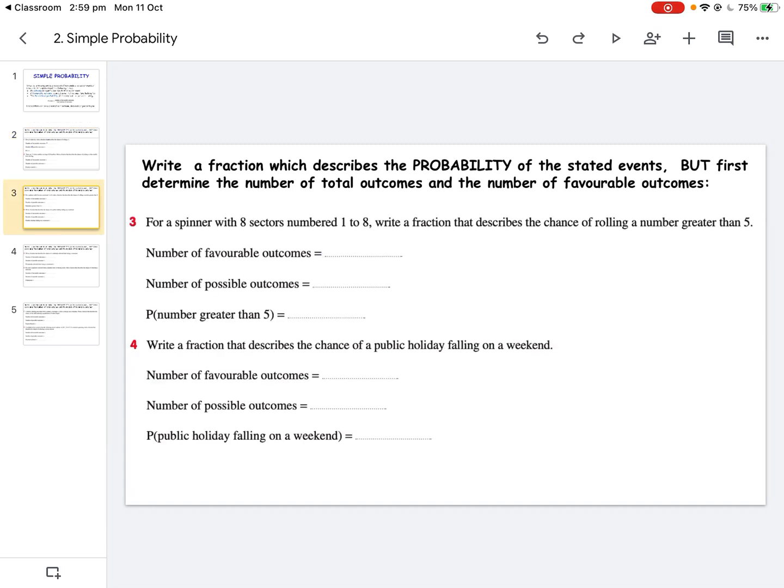For a spinner with 8 sectors, numbered 1 to 8, write a fraction that describes the chance of rolling a number greater than 5. A number greater than 5 does not include 5. Greater than 5 is 6, 7, and 8, so the number of favourable outcomes would be 3. Number of possible outcomes would be 1, 2, 3, 4, 5, 6, 7, 8, so 8. So the answer is 3 over 8.